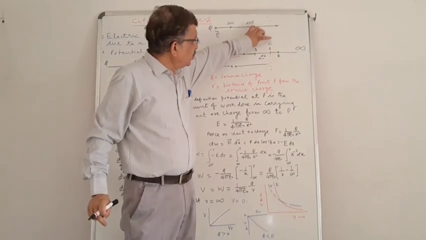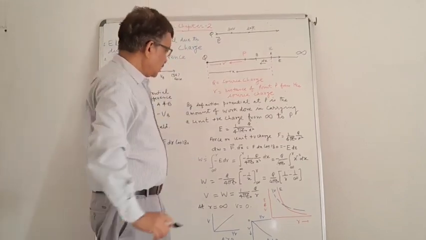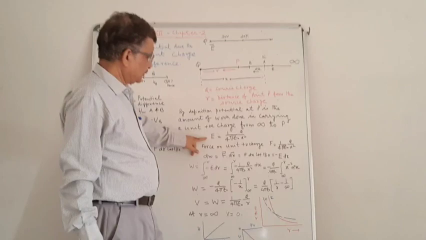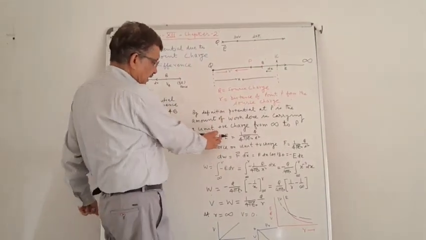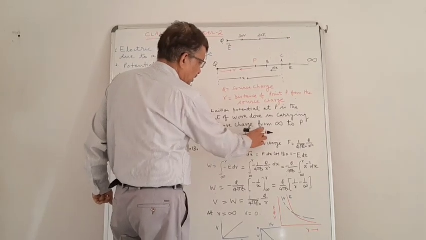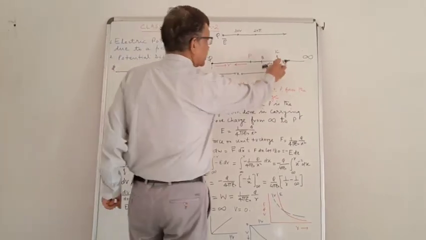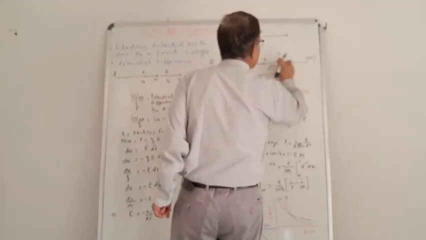One coulomb charge is placed at this point. Now the value of the electric field intensity E here will be 1 by 4 pi epsilon naught times Q by x square, where Q is the source charge and x is the distance. The direction of the electric field intensity will be in this sense.